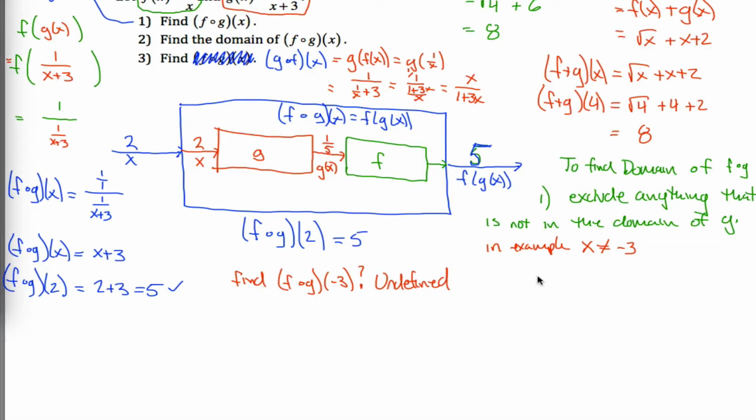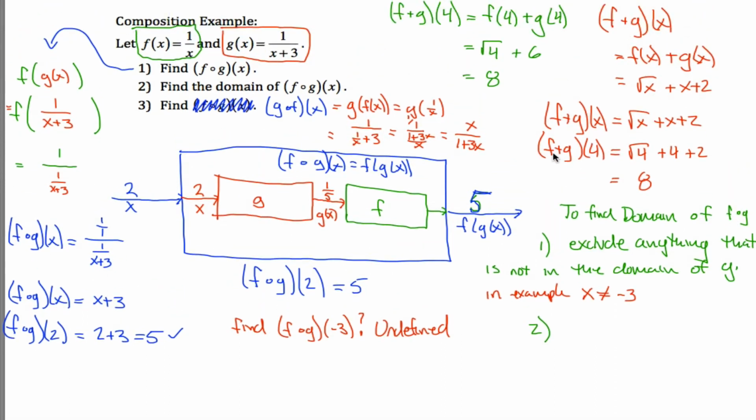Step 2. You're like, hurry up, I get step 2. Step 2 is going to say exclude everything that's not in the domain of f. No, in fact, it's not. It's totally fine to have numbers in the domain of f of g that are not in the domain of f. And that might be a little bit confusing.